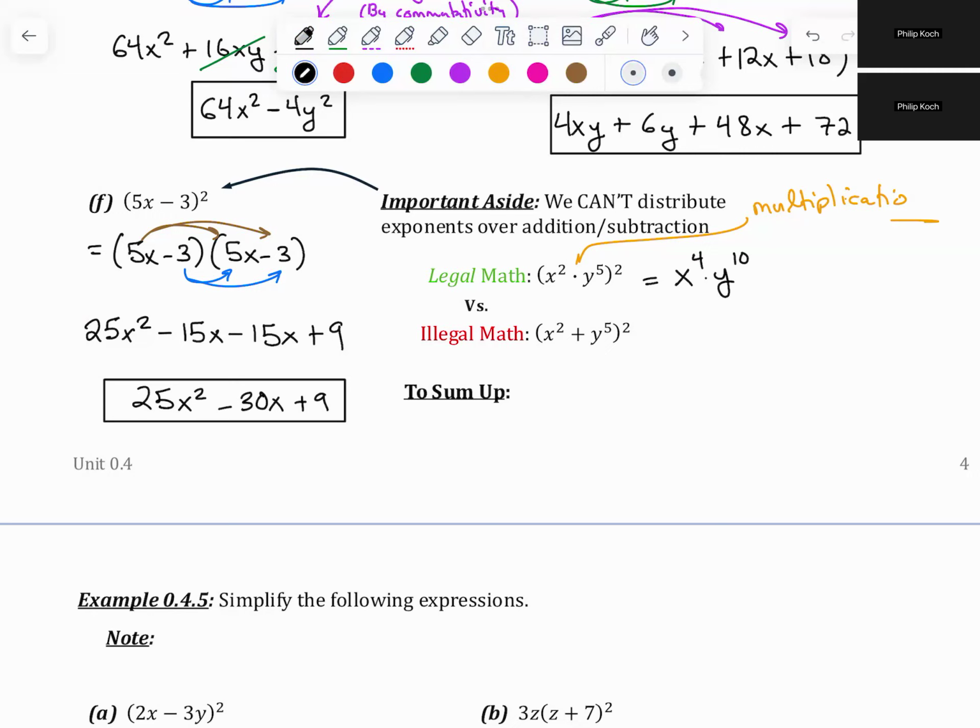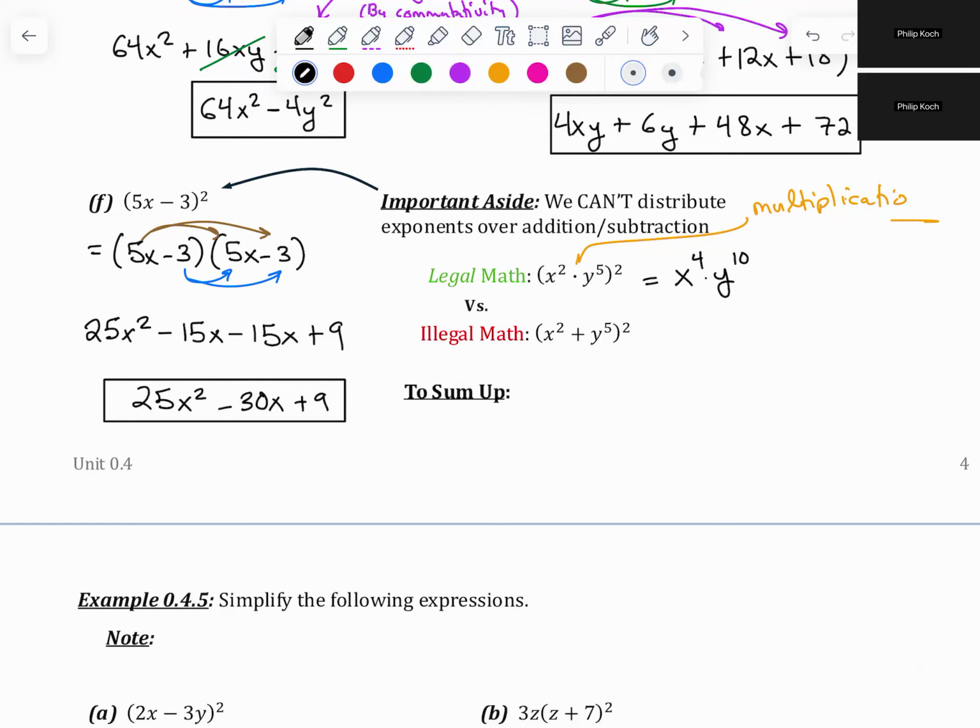Remember, if you have a power raised to a power, you multiply the powers. It's not 2 plus 2 here, it's 2 times 2, which just so happens to be the same number, but that's a common mistake that students make because it happens so often that we just think that it's adding. When you have a power raised to a power, you multiply.